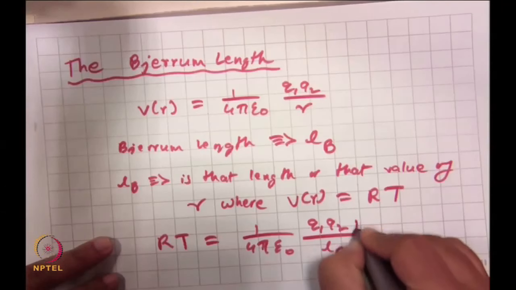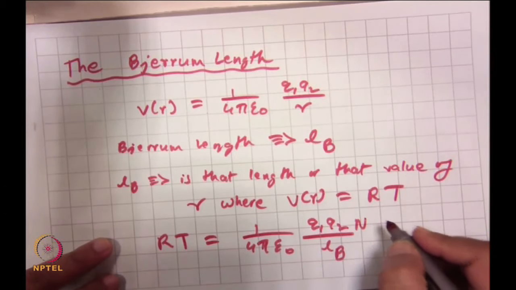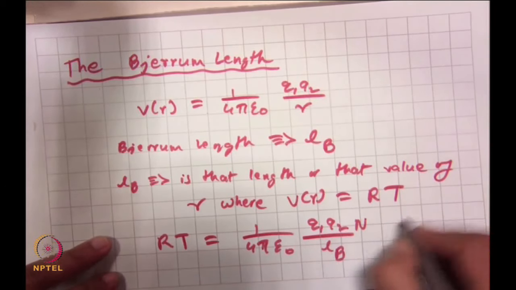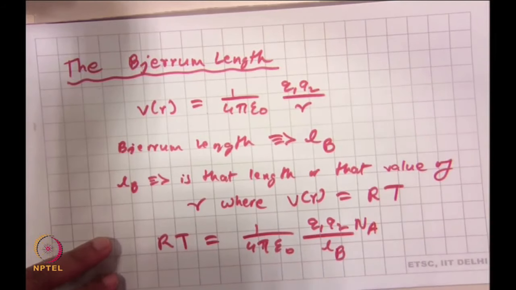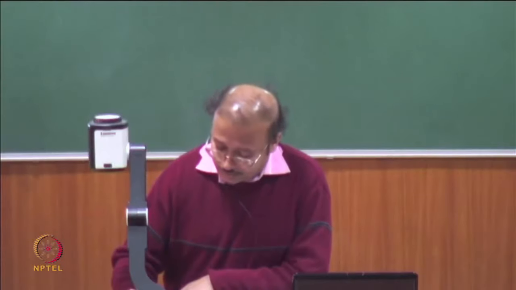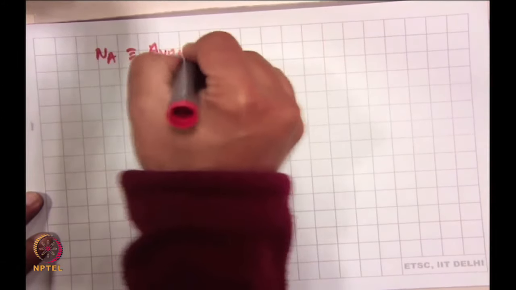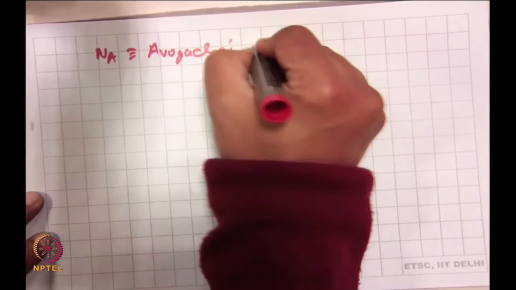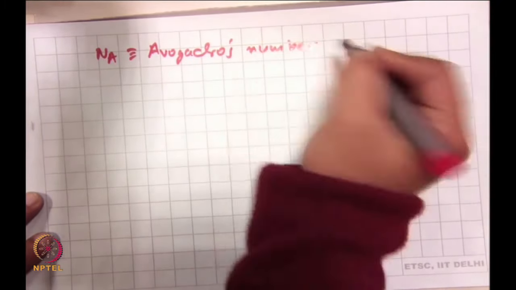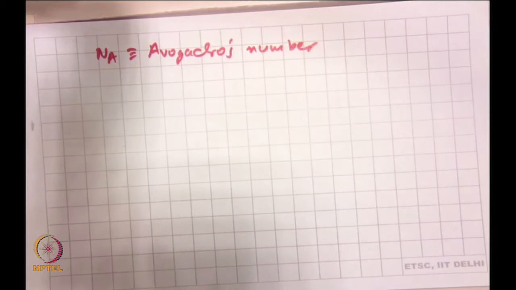right. I can write an N out here for the Avogadro number of molecules, where N_A is referred to as the Avogadro number, okay. So N_A is your Avogadro's number.